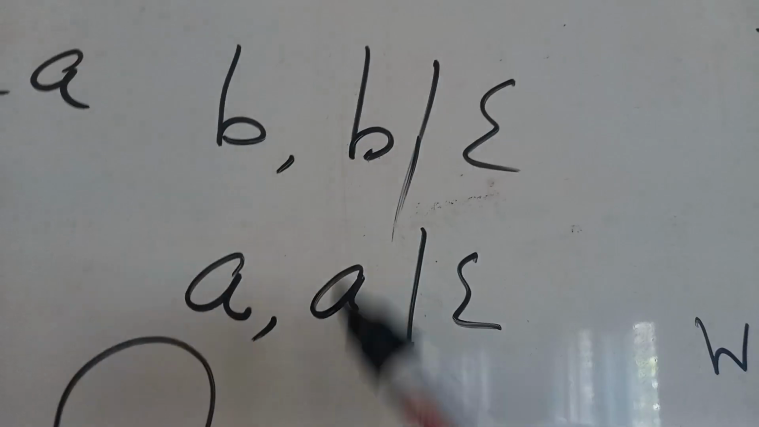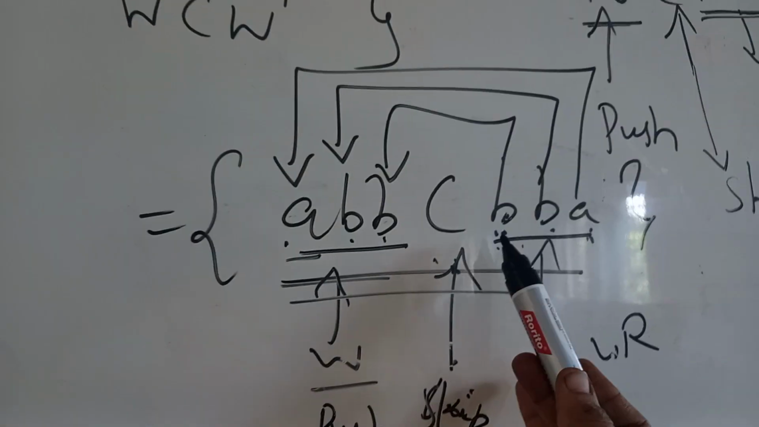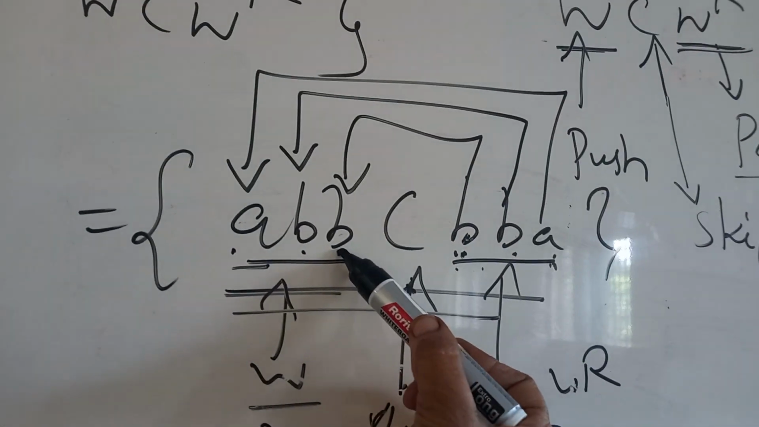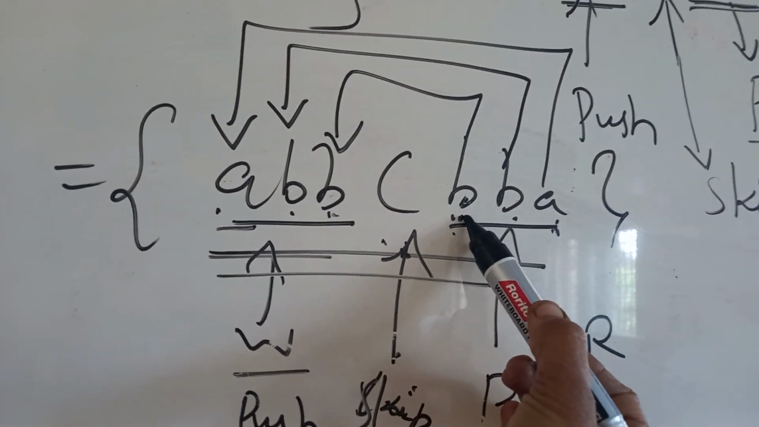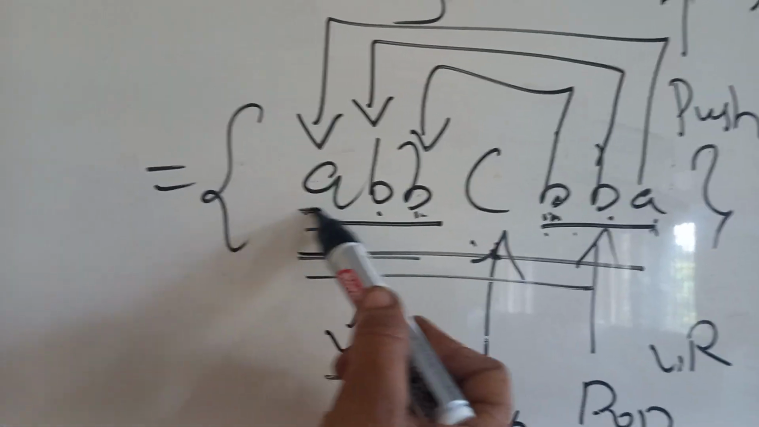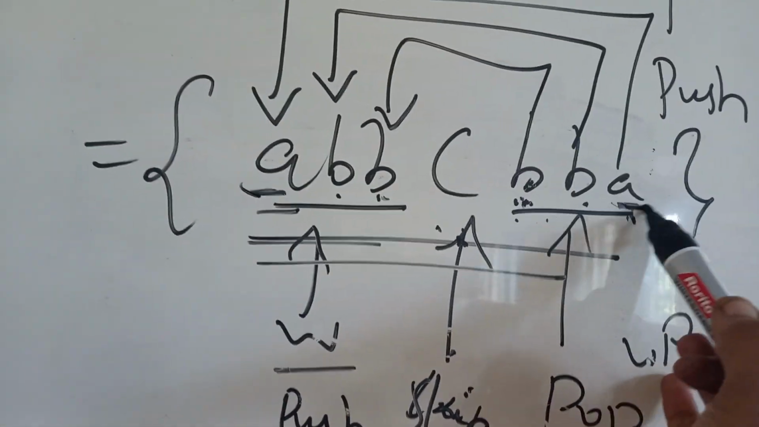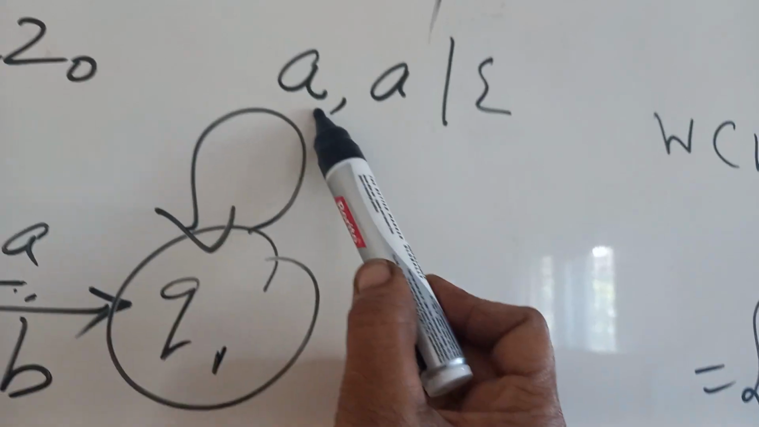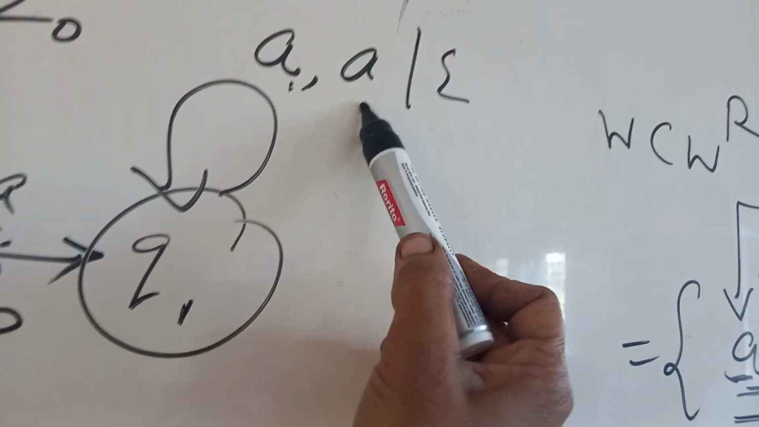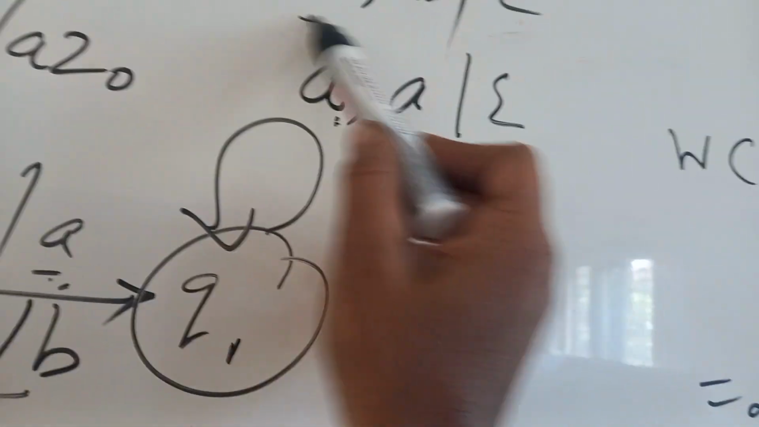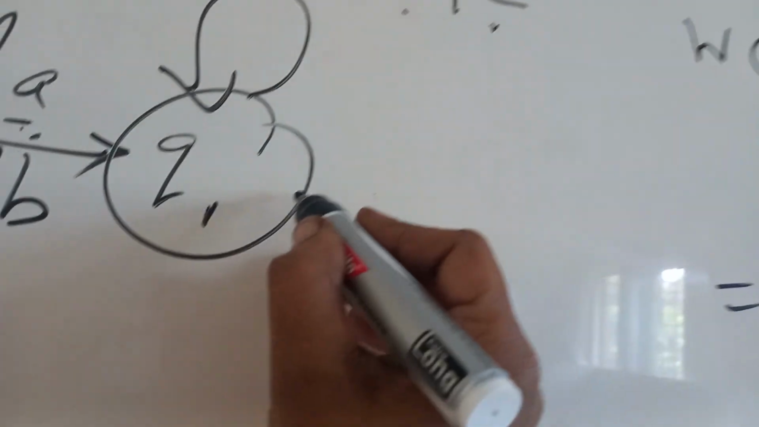Why we need to perform the pop operation: just now we observed here, if the top of the stack is B, the W to the power of R is also B, and if the top of the stack is A, the W to the power of R is equal to A. So if the input symbol is A and top of the stack is A, then we perform the pop operation, similarly for this.